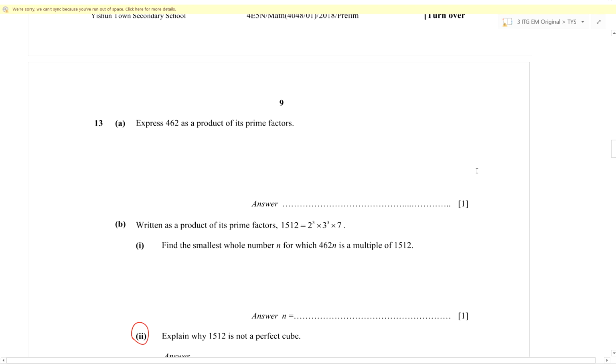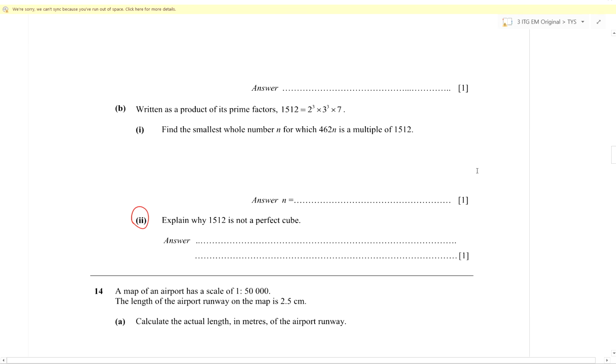Okay, now question 13, B part 2. Explain why 1512 is not a perfect cube. I'm glad to see that you have the correct idea, but you don't know how to express yourself. 1512, 2 power 3, 3 power 3. What is the problem over here? The 7 is the problem. What's wrong with the 7? It is not a multiple of 3. The power of 7 is not a multiple of 3. That we are supposed to talk about the powers.